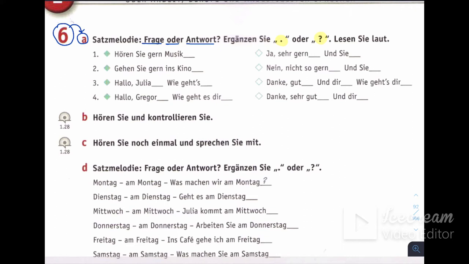Whenever it is a question form, you just need to pay attention to the verb. Question form: always pay attention to the verb. If it is on first position, verb on first position, then question mark. Clear? Let's see.